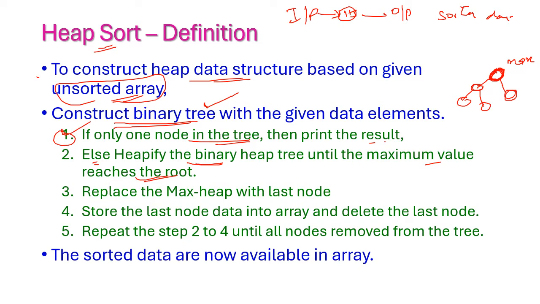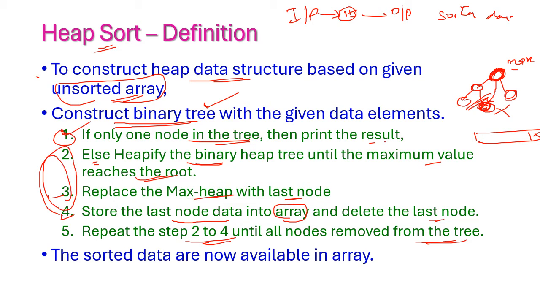Once the maximum value reaches the root node, then replace the max heap root with the last node. That means the maximum value should be replaced with the last node in the last level, that is the rightmost node in the last level. Then store the last node data into the array and delete the last node. This data item should be stored in the array at this place, and the node will be removed from the tree. Then repeat steps 2 to 4 until all the nodes are removed from the tree. So these steps should be repeated continuously until all the nodes are removed from the tree.